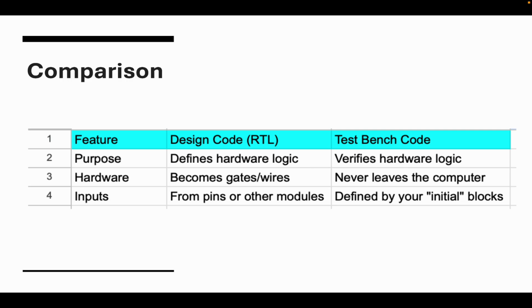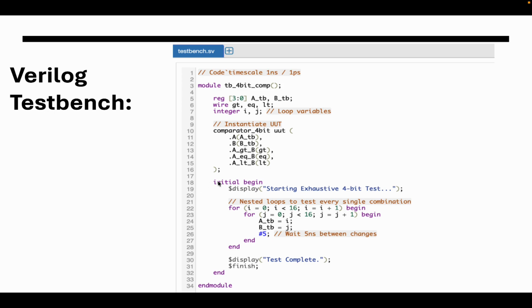For the desired input, what is the output you are getting? In hardware, inputs come from pins or other modules. Here it's defined by your initial block. See, I have written initial begin, and this is the loop that we are running.